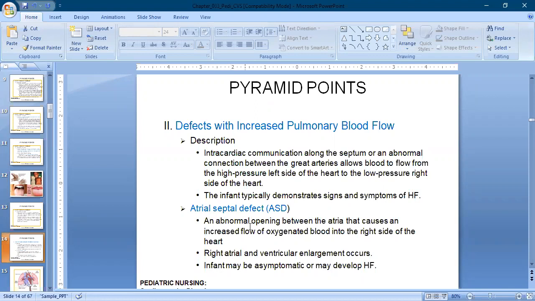So abnormal opening between atria that causes an increase in the blood flow of oxygenated blood into the right side of the heart. The right atrial and ventricular enlargement occur, and also the infant may be asymptomatic, right? Or in future develop heart failure.